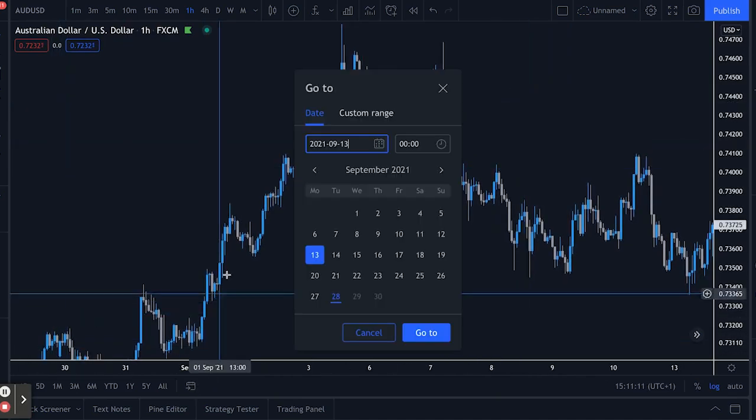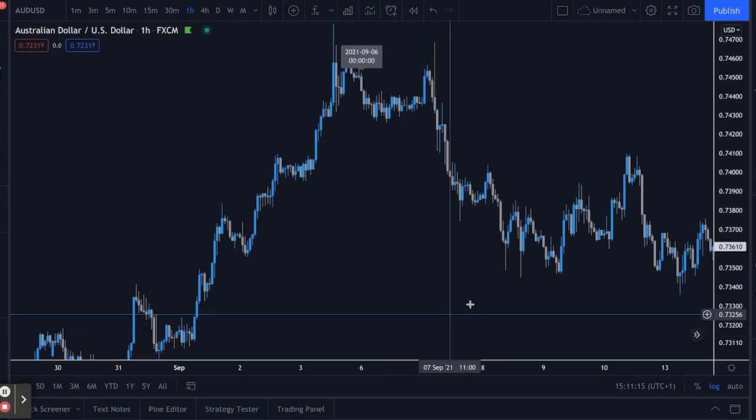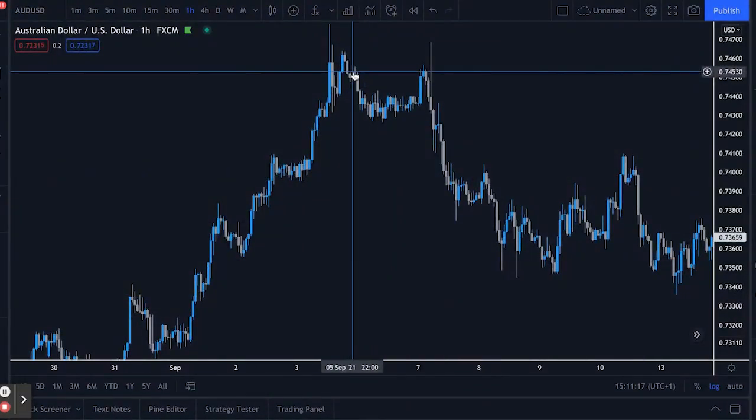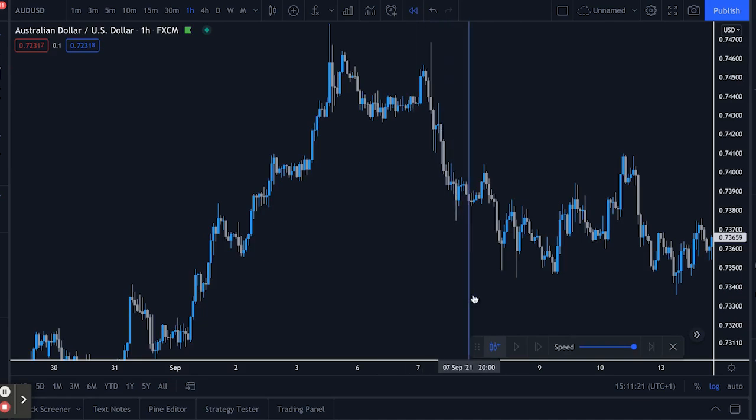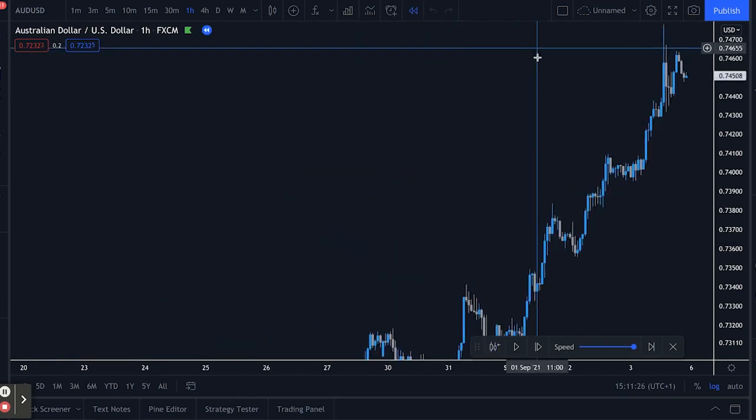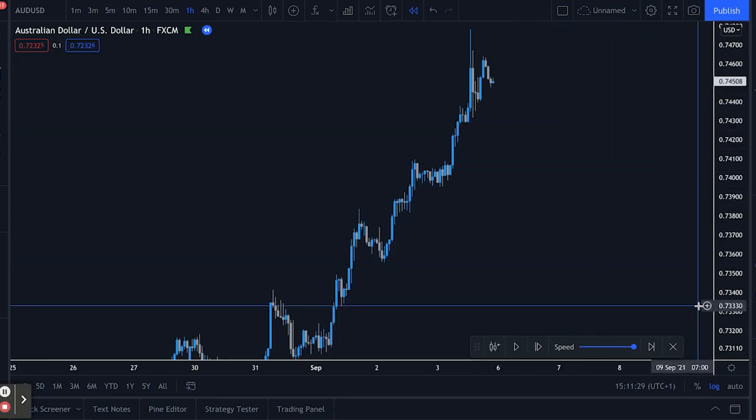Okay, so let's say you wanted to start your backtesting from, let's have a look at the 6th of September. If we go to that, we know the 6th of September starts here. We can actually see all the price action. So if we then use the bar replay tool by clicking these arrows, this one, and then clicking back to that date, we already know what's about to happen here, right?